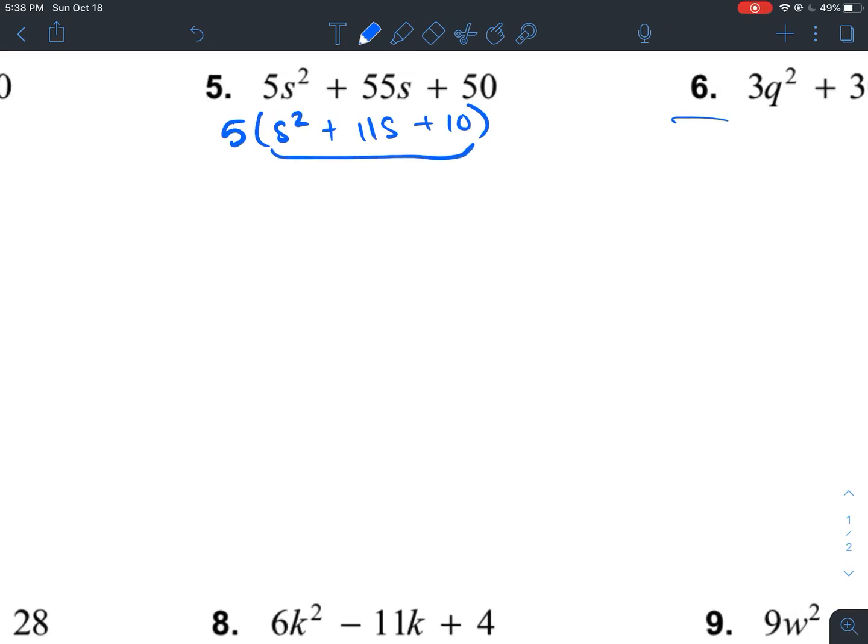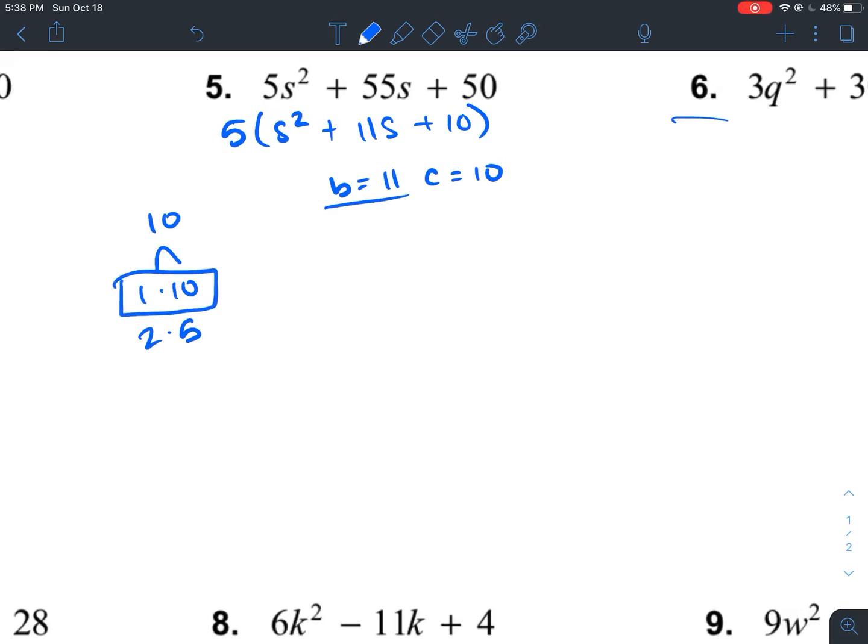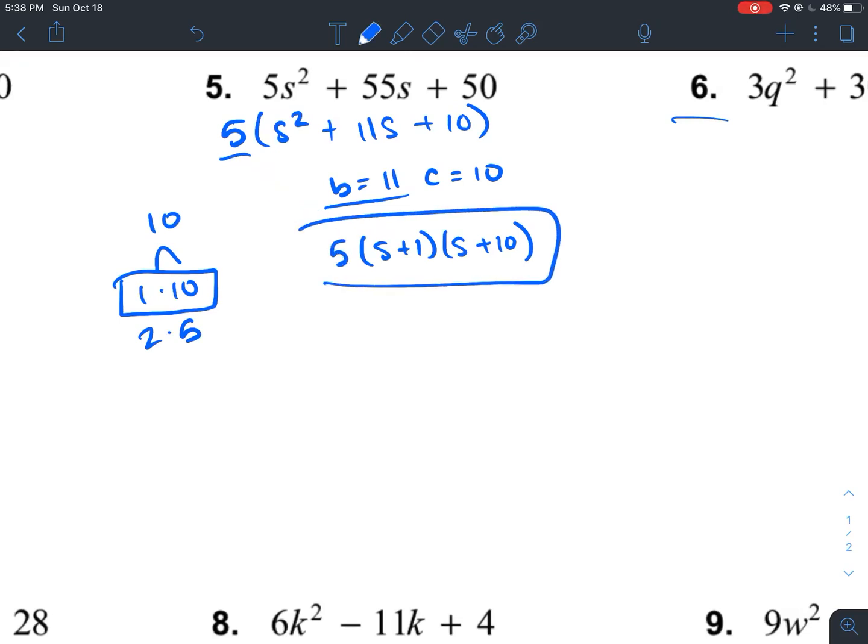Now, inside here, b is equal to 11, c is equal to 10. Now take 10 and list out its factors, so that'd be 1 and 10, 2 and 5. Do any of these pairs of numbers add to be 11? So that would have to be 1 and 10. So then we'd have s plus 1 and s plus 10. And then we have this 5 out here. Okay, and it's just as easy as that.